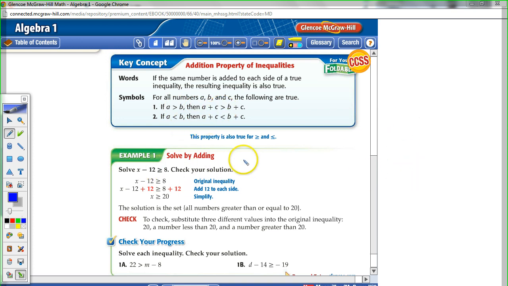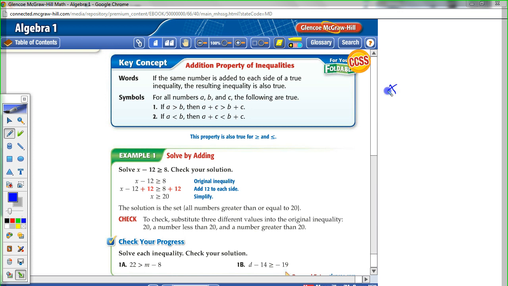Okay, so solve by adding. When you have an inequality such as x minus 12 is greater or equal to 8, it's the same concept. What we're doing here is just adding 12 to each side. You are used to solving equations by adding or subtracting to each side. It's the exact same concept, except now we don't have an equal sign.